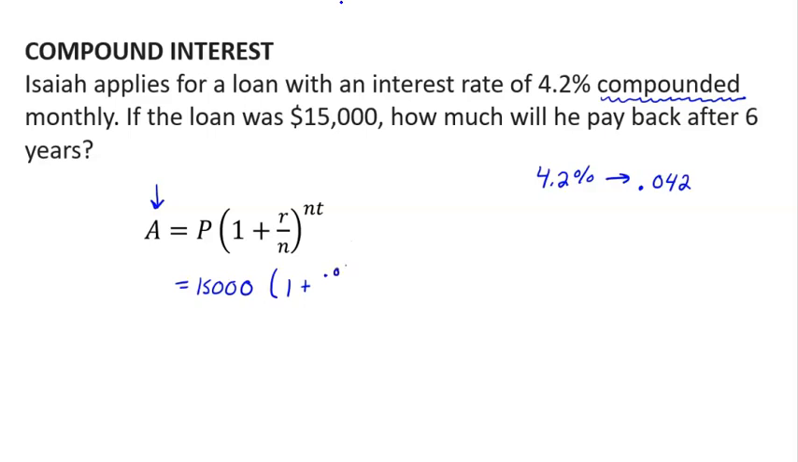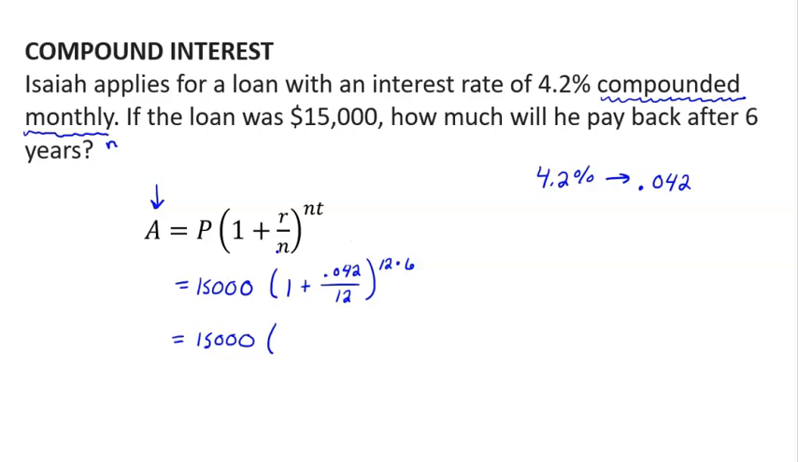So 0.042 divided by, and then n, remember, is the number of times it's happening in that year. And it says compounded monthly, so that's going to be n. There's 12 months in a year. And then they're asking, okay, so how many times is this going to happen over the entire time period? And so that's going to be 12 times a year for 6 years. And so it makes sense that that would be 72. So that's going to be 15,000, sorry, times.